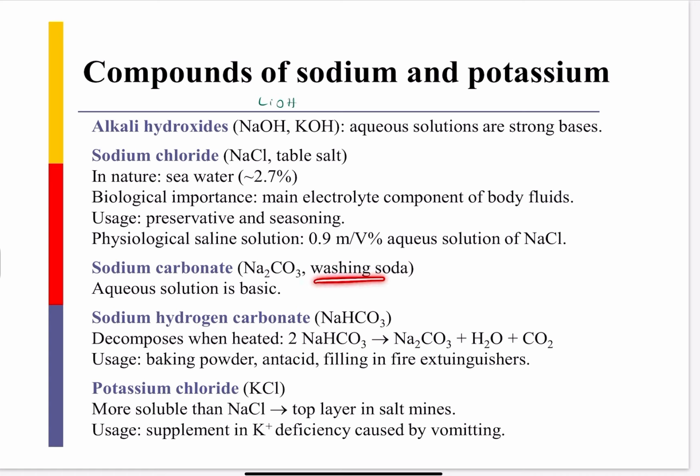The second one, sodium carbonate. Sodium carbonate is washing soda. Its aqueous solution is basic. If we heat this compound, we produce carbon dioxide and Na2O, sodium oxide, and sodium oxide can easily react with water to form NaOH.